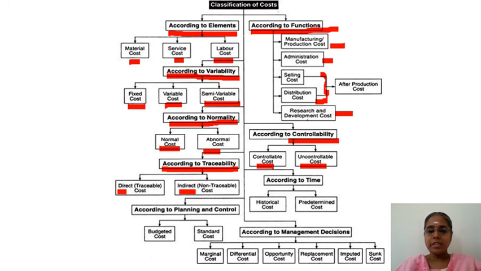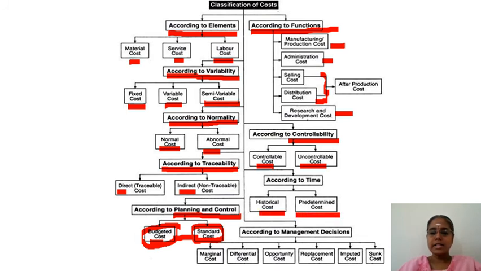Here they have given some additional classifications used in planning and control, such as budgeted cost and standard cost. This is used in cost control also. You budget something, find what the actual is, and find the variation between the two. Then historical cost and predetermined cost. Next, especially for decision making: even though the other costs are also used for decision making, these are especially used, which are sunk or relevant cost, opportunity cost, differential cost, and marginal cost.